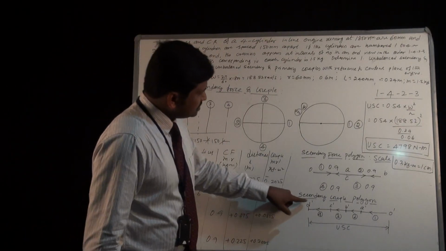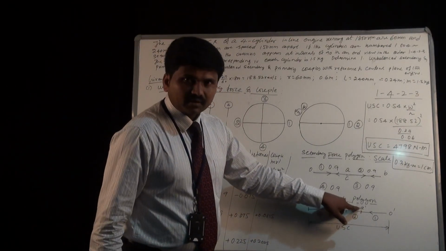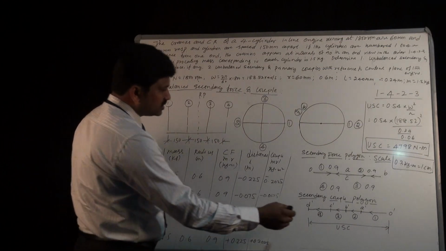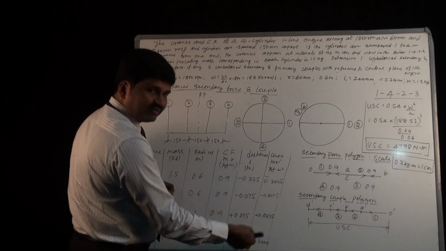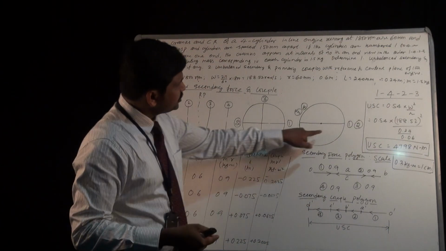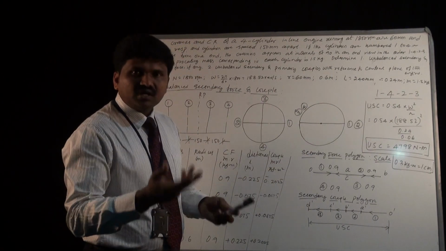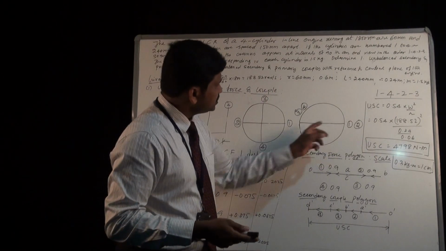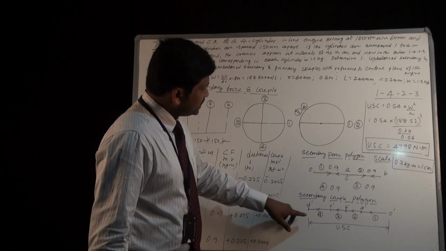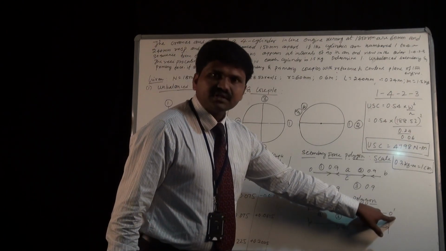Now let us draw the secondary couple polygon. To draw the secondary couple polygon, we have to use these values and these positions. Now which order will we follow? The same order, 1, 2, 3, 4. Now let us start from an arbitrary point, say O dash.